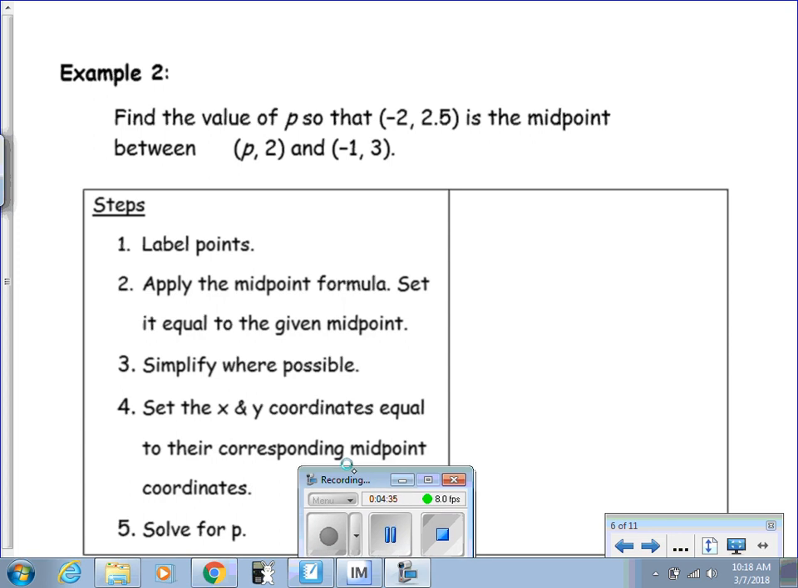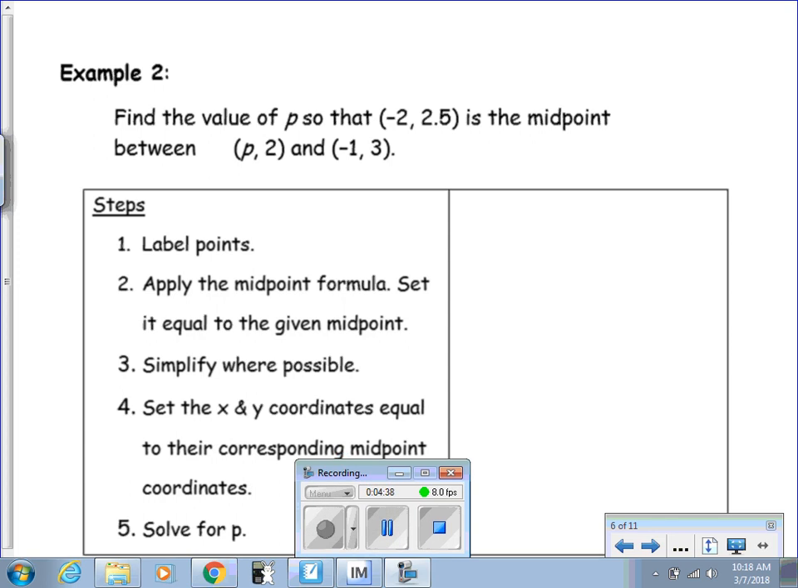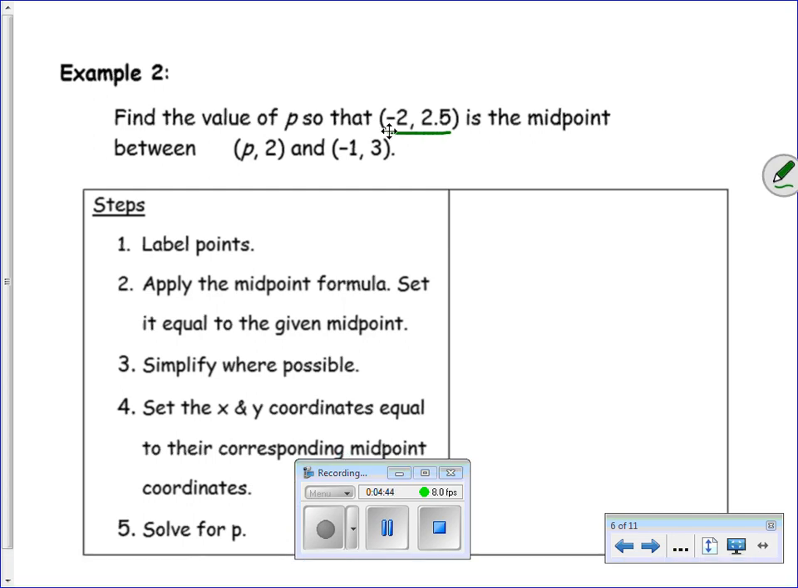If we look at example 2, they're telling us to find the value of P so that the given point, -2, 2.5, is the midpoint of our line segment between these 2 endpoints. Now keep in mind, I always want you to draw a picture of what they're talking about. So here's my line segment, and they're telling me the endpoints of this line segment are at P, 2. And that other endpoint is at negative 1, 3. They're telling me that the midpoint of this line segment is the point negative 2, 2.5.